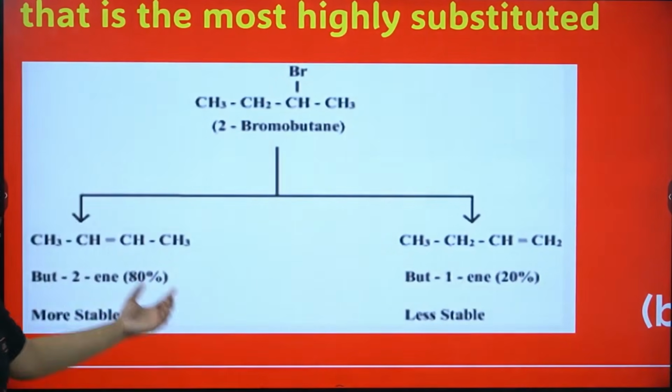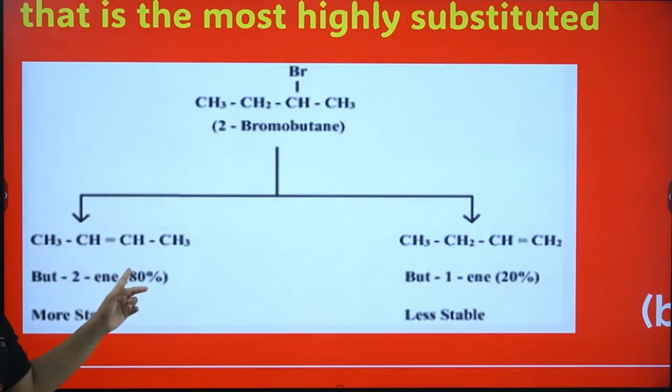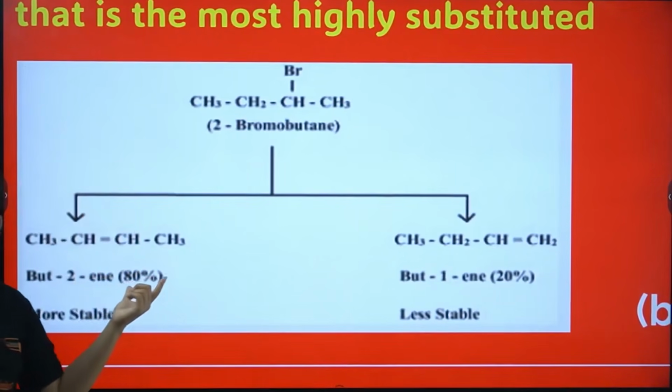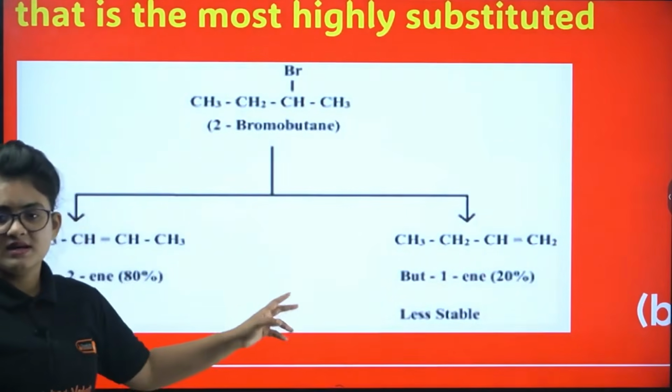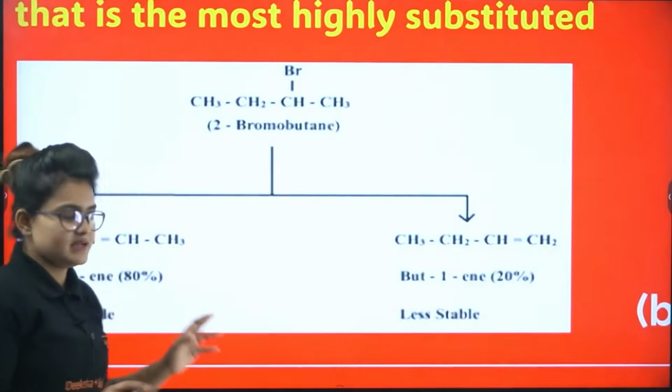Okay, but this one will be formed as the major one. Why? Because this particular alkene is more substituted. You can see the number of alpha hydrogens is more here, but here it is less substituted, hence this is the minor product. So this is the Saytzeff rule.